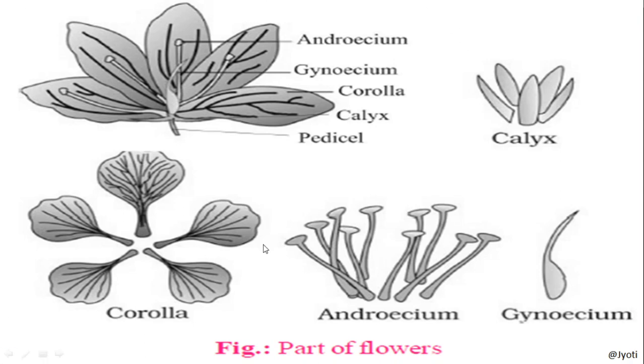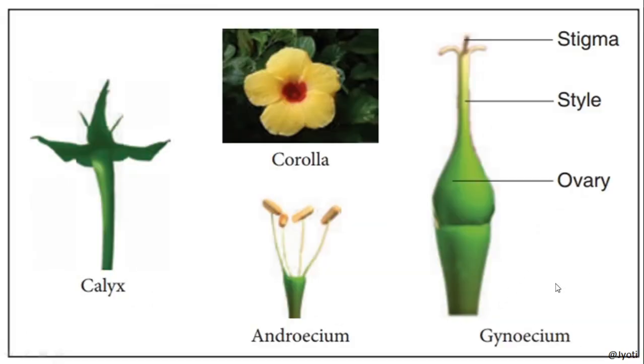So here you can see the different parts, the different whorls of the flower. This is a flower, and the outermost whorl is the calyx. The individual units are the sepals. Then the corolla, whose individual units are the petals. Then androecium, whose individual units are the stamens. Then gynoecium, whose individual unit is the carpel.